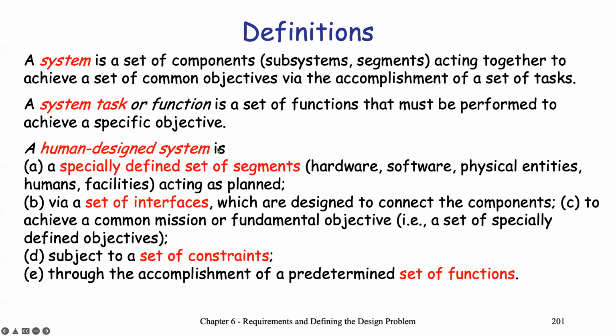A human design system has a variety of different components. So there's a specifically defined set of segments that's going to have a set of interfaces, and it's going to be designed to achieve a common mission or function of a fundamental objective. It's going to be subject to a set of constraints. And finally, through the accomplishment of a predetermined set of functions.